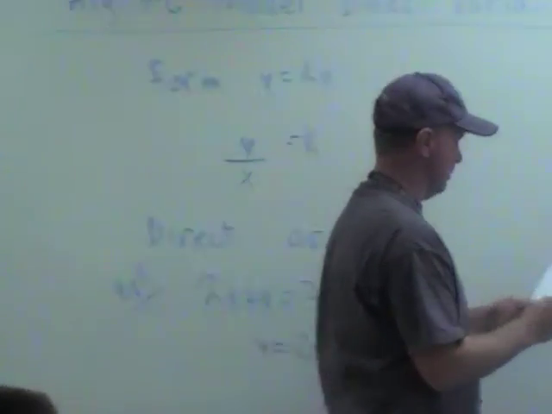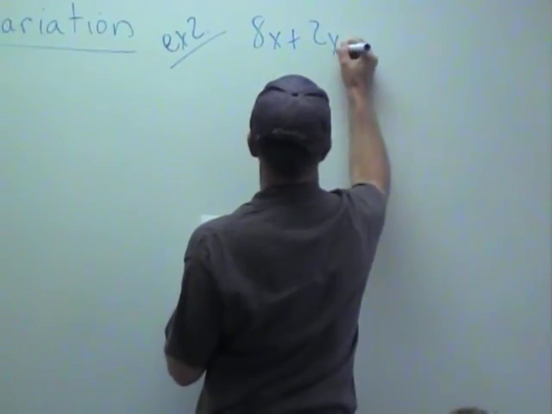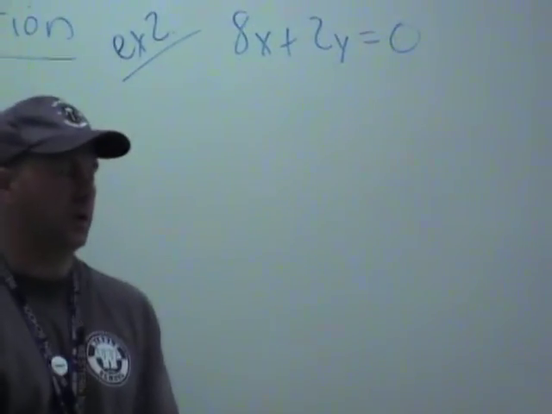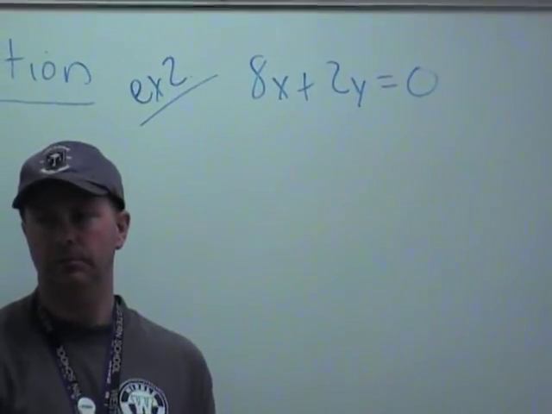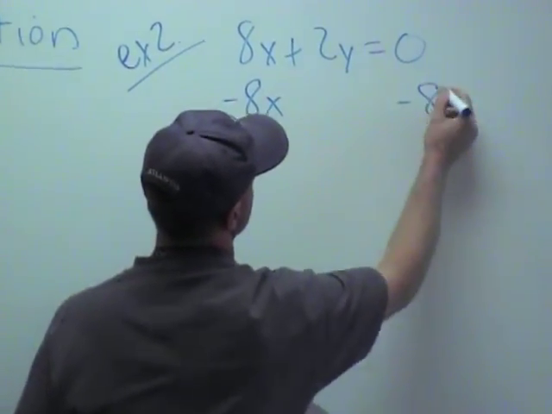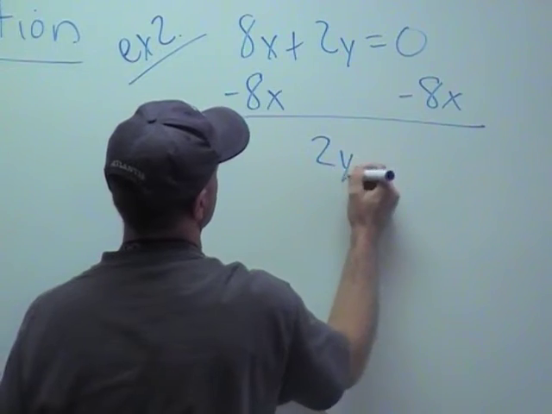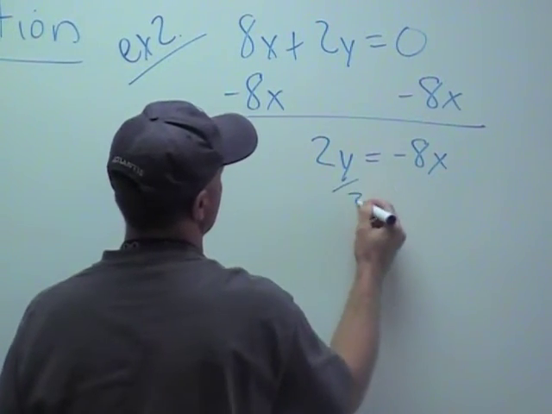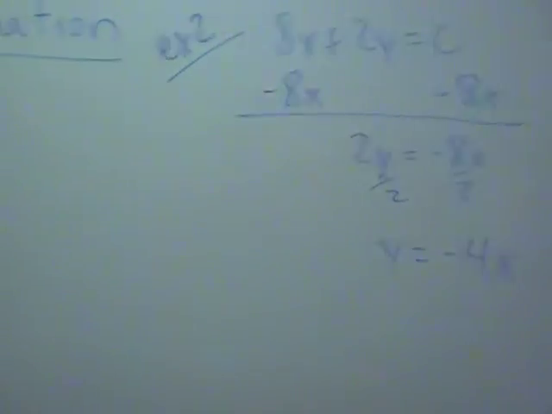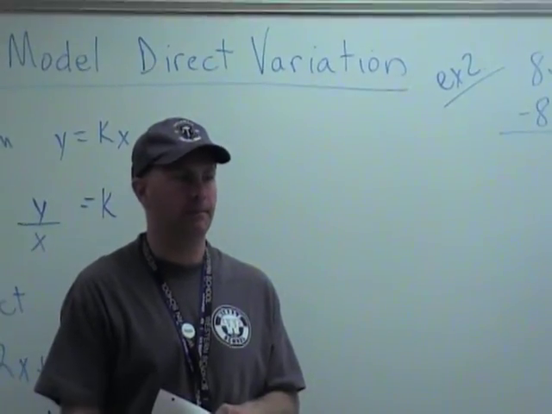Okay? Example 2: 8x plus 2y equals 0. Is this an equation of direct variation? Any number x plus any number y equals 0. That would be a direct variation, I think. Y equals negative 4x. You got that right. Okay.